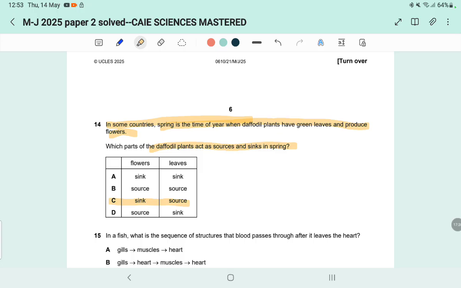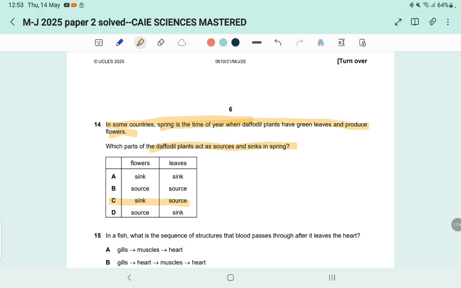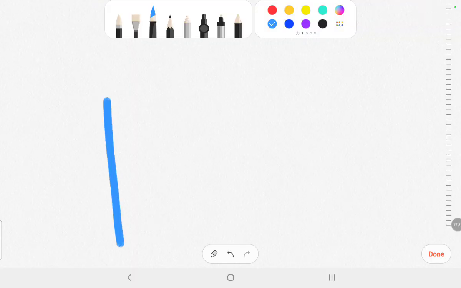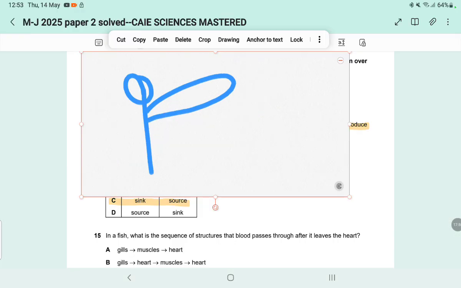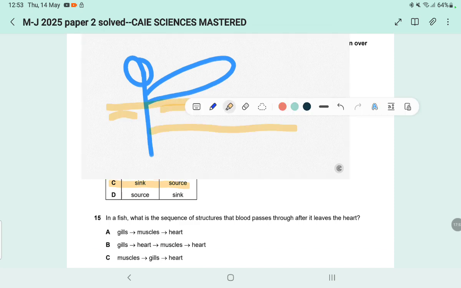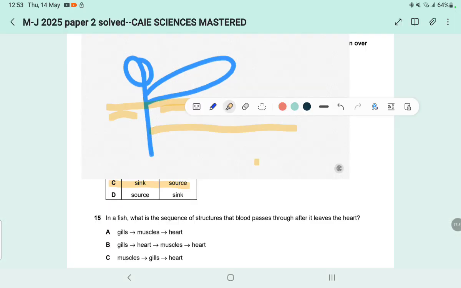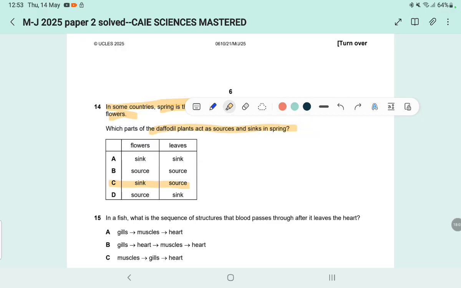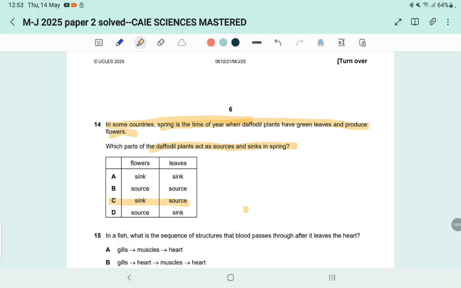Now let us ask a question again. A plant has leaves, right? So for that plant to survive, it has that leaf. Now we have a flower. For that flower to survive, it needs a source, and it needs a sink. And any plant, to survive, will have both. So in order to imagine this and have a better understanding of what is happening here, we can say that in 14 the answer is C, because flowers act as a sink and leaves act as a source.